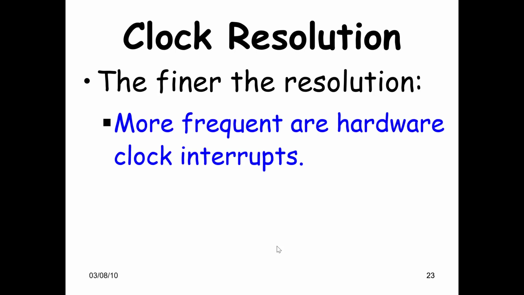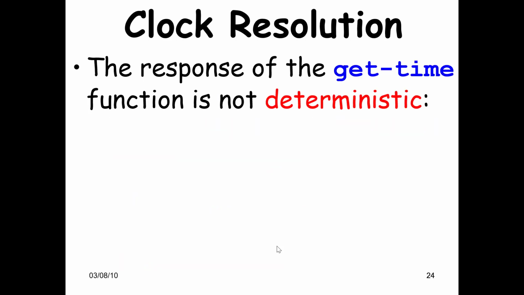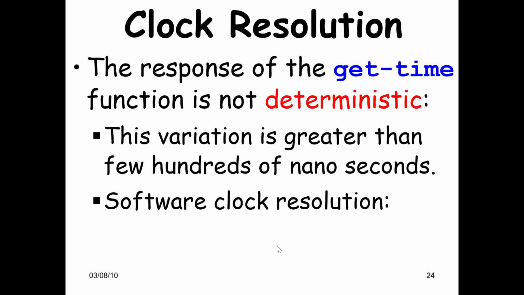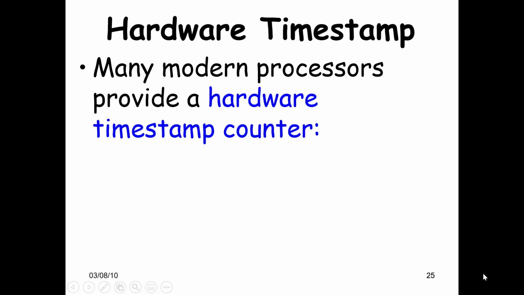Clearly, the finer the resolution of this, the more frequent will be the hardware clock interrupts and the associated overhead, right? So the longer will be the amount of processor time that is spent on servicing them. So the response of the get time function as such is not deterministic, because there will be a variation. If we are looking at a millisecond granularity for the software clock, there will be a variation of the order of hundreds of nanoseconds. But that's fine. If our software clock has a resolution of milliseconds, this is not something that should bother us.